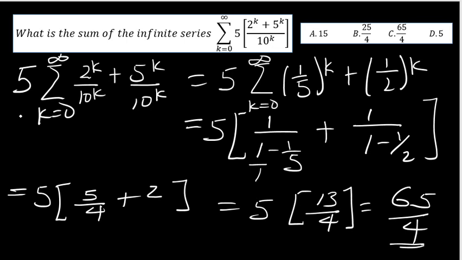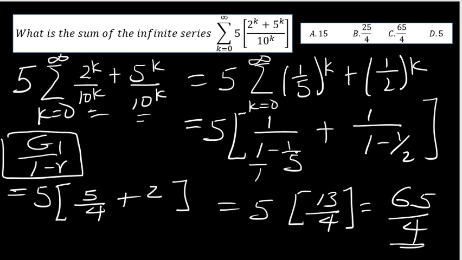So you need to see the step-by-step process. What did I do? First, I gave the denominator for each, as you see here, and then they have the same exponent. I wrote together: 2 over 10 means 1 over 5, and 5 over 10 means 1 over 2. And since it is a geometric sequence with common ratio less than 1, if it is between negative 1 and 1, we can apply G1 over 1 minus R. This is the infinite series formula. So we apply that one.